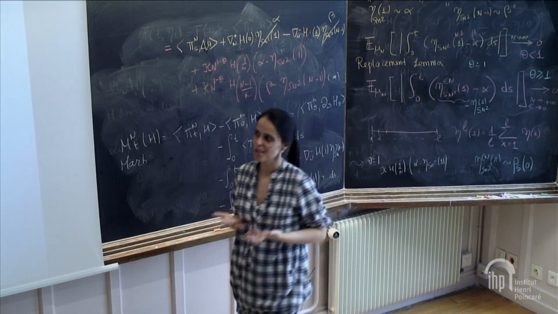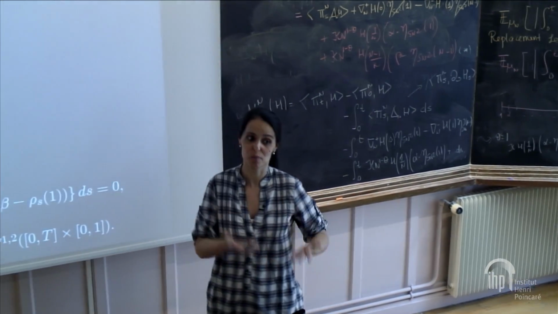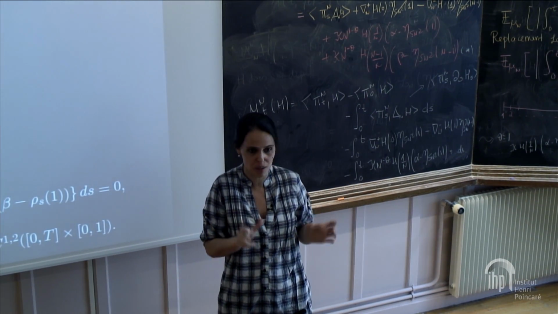So it seems like, it is a symmetric simple exclusion, there is nothing to do, but there are these replacement lemmas that one has to do to recover exactly the boundary conditions.